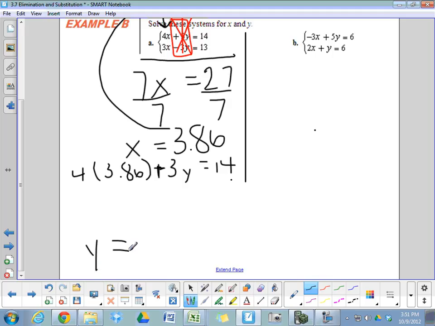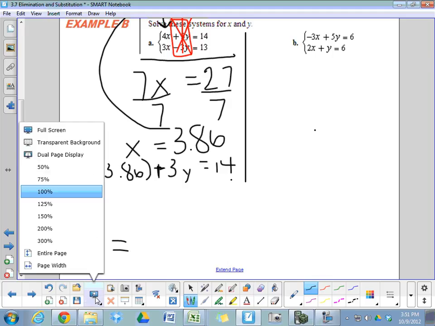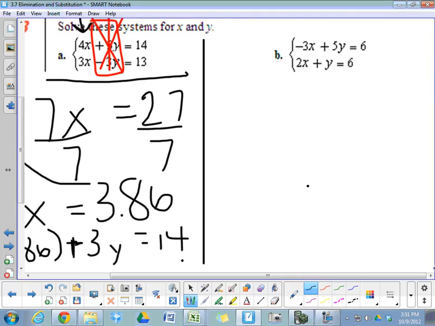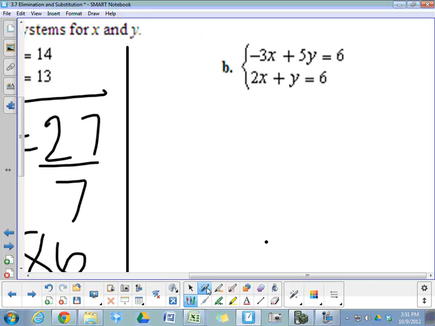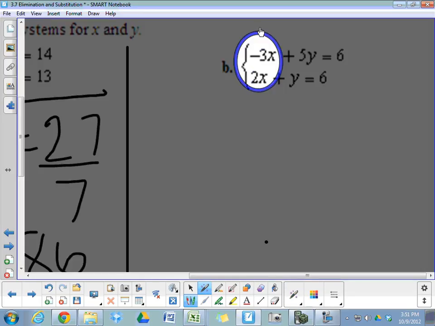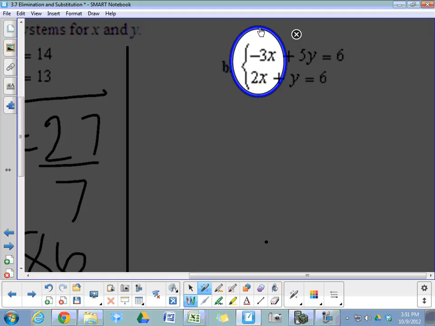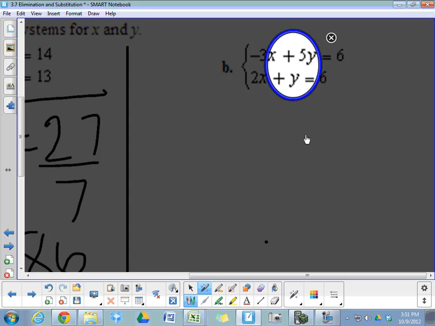In example B, this one's a little trickier because if you look at the values, they are not immediately set up for elimination. What I mean by that is if we focus in on the x's, one's negative 3x, one's positive 2x. If you add those together, they do not eliminate. The other is positive 5y and positive y. If you add those together, they will not eliminate. So you have a couple of options here in this system in order to get either the x or the y to eliminate. And it has to do with multiplying through by a constant.